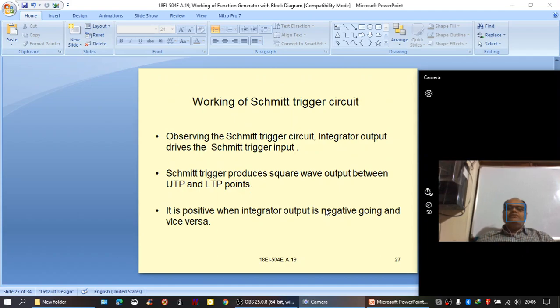Then the working of the Schmitt trigger and the working of the triangular wave to sine wave circuits, we will see in the next class.